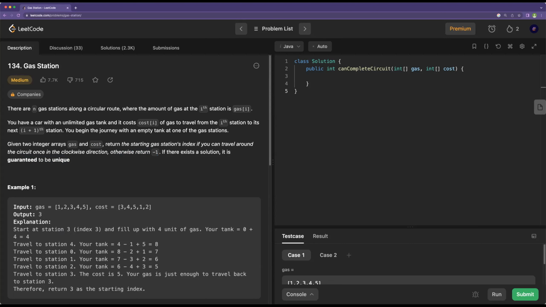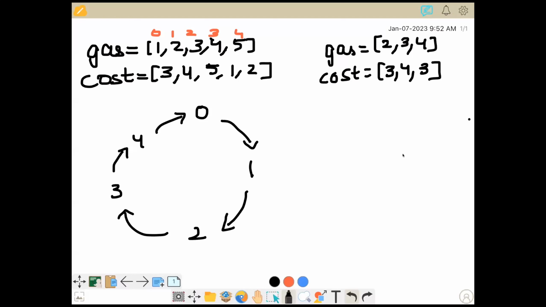So let us understand by looking at the examples. So let me share the whiteboard. And now in example 1, we are given the gas 1, 2, 3, 4 and 5. Cost array is 3, 4, 5, 1, 2.